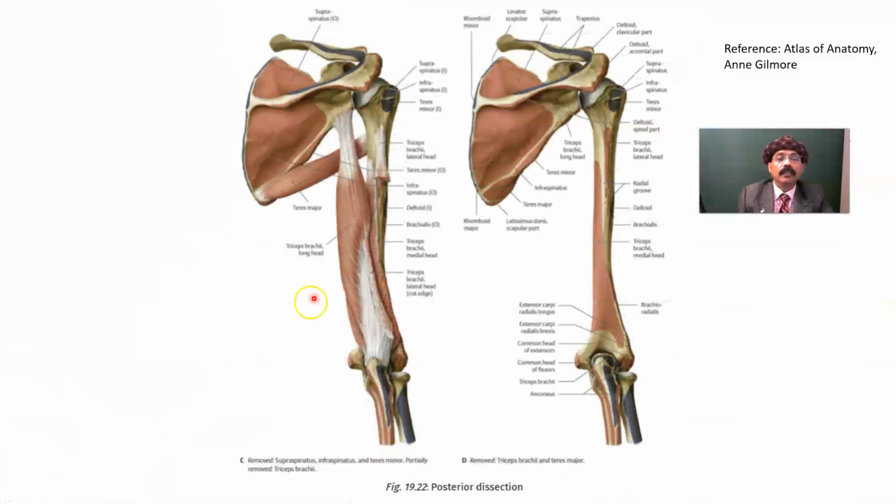Here is the triceps muscle, inserting here, between the lateral head and medial head with the radial groove. We have the common extensor origin here, and here also the origin of the anconeus, from the lateral epicondyle. Okay, we got that.